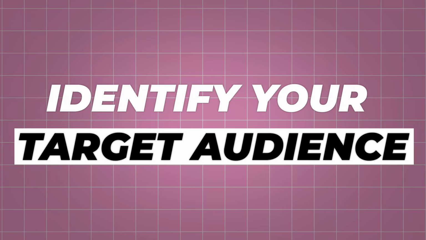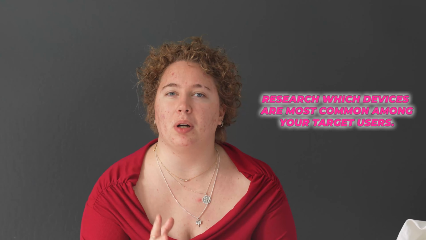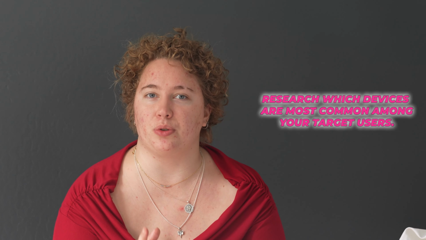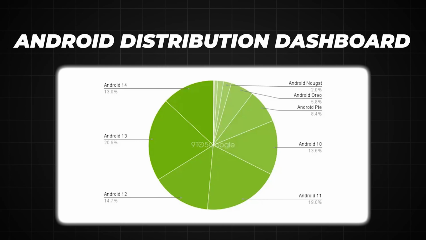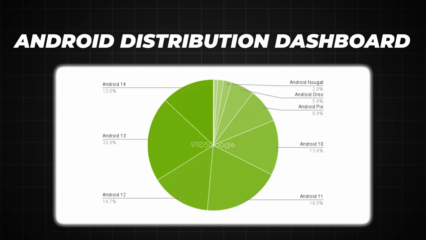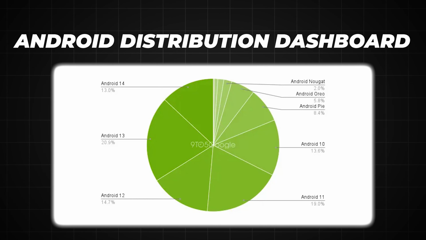Where to start? First, identify your target audience. Research which devices are most common among your target users. Depending on the region and user demographics, older devices might still be widely used. Google provides Android distribution dashboard statistics, which can help determine the most commonly used Android versions among users.